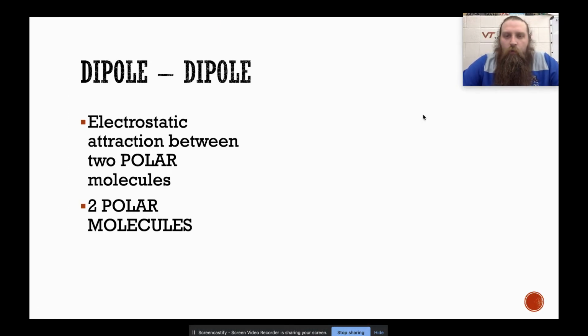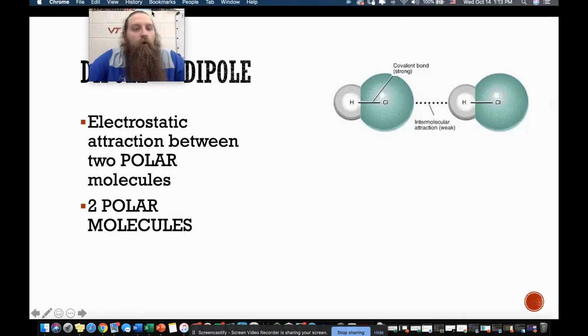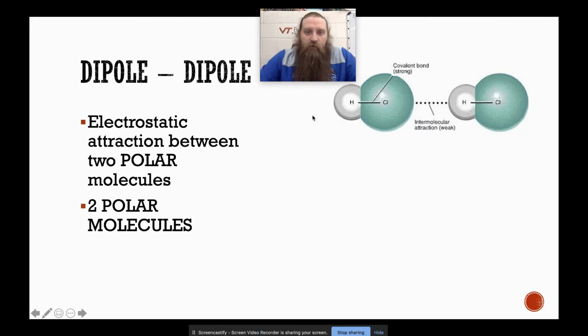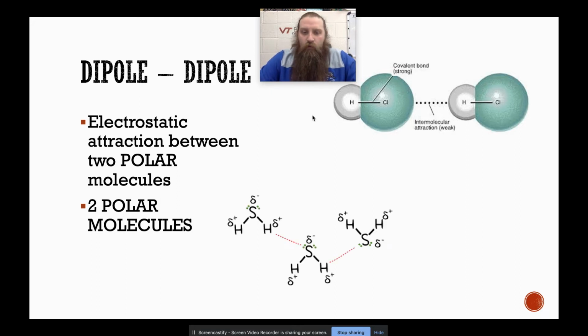So the first van der Waals force is called dipole-dipole attraction. Now, obviously, you've seen the word dipole before. We know what polarity is. And when you have two dipole moments near each other, they will interact, just like if you had two magnets near each other, we would expect them to interact. So a dipole-dipole interaction happens between two polar molecules.